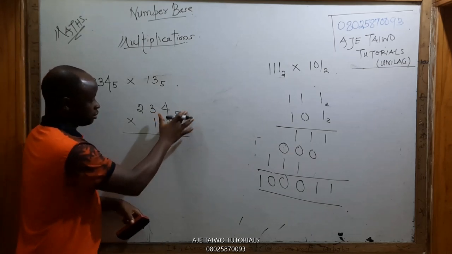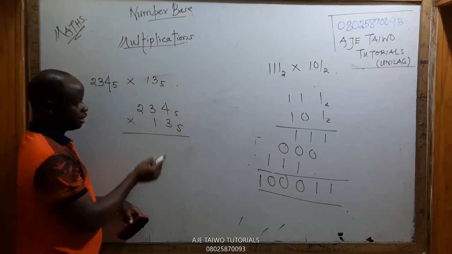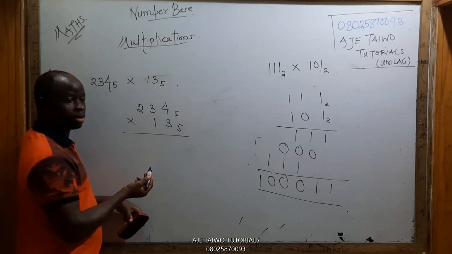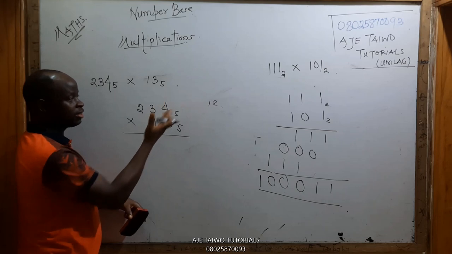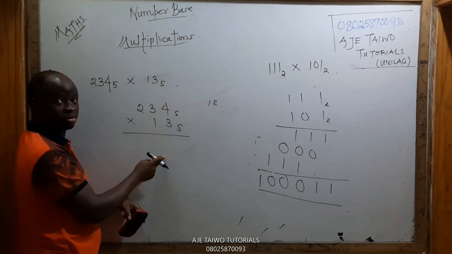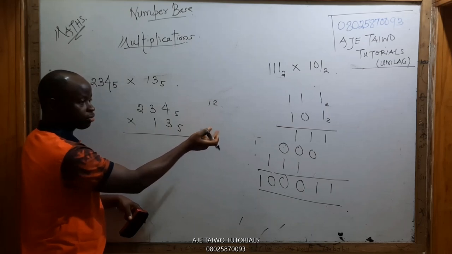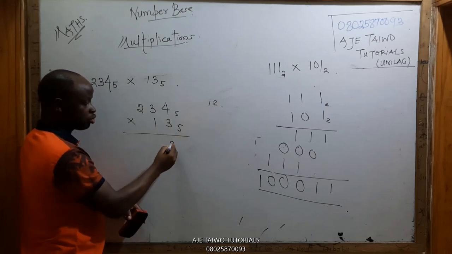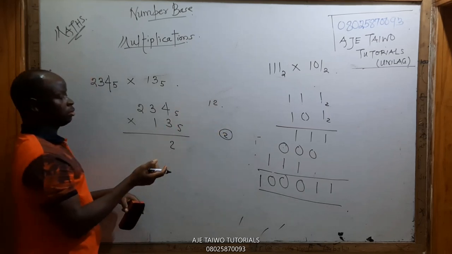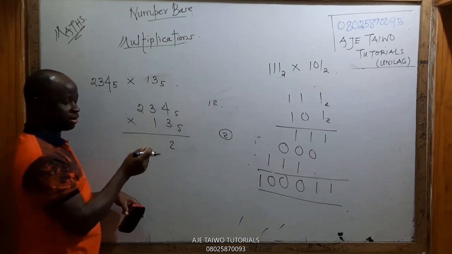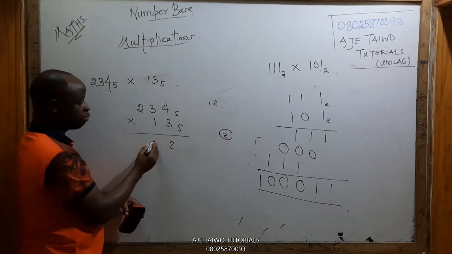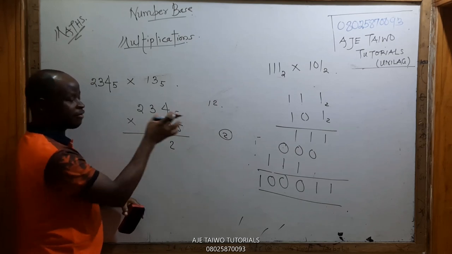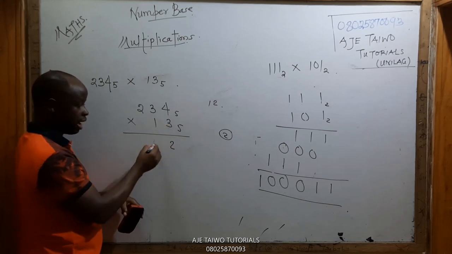Let's go, human beings. 3 times 4 is 12. You cannot put 12 down. 5 in 12, 2. Remainder 2. So carry 2. 3 times 3, 9. Plus 2, 11. You can't put 11 down. 5 in 11, 2. Remainder 1.